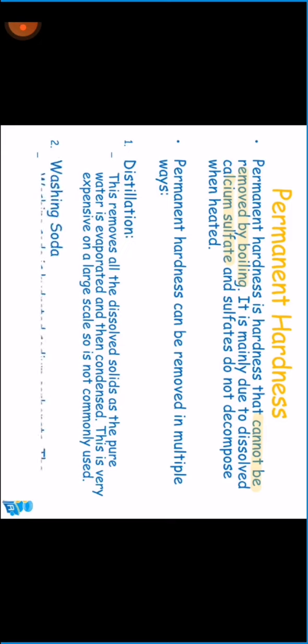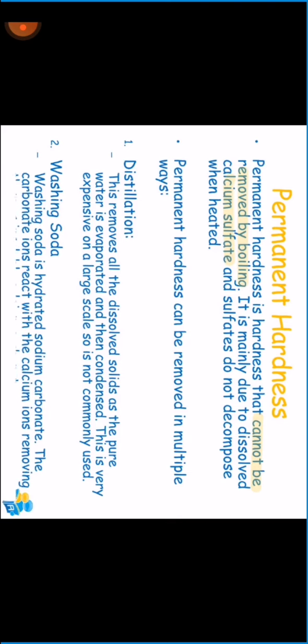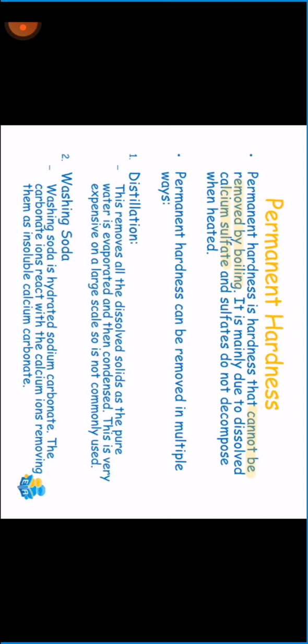The second way permanent hardness can be removed is using washing soda or washing powder. Washing soda is simply hydrated sodium carbonate, and the carbonate ions in our washing soda can react with the calcium ions in the water and remove them as insoluble calcium carbonate. And if you remember, calcium carbonate is commonly known as limescale.